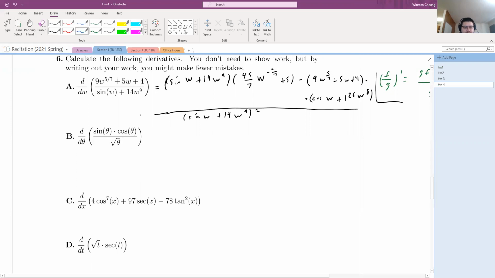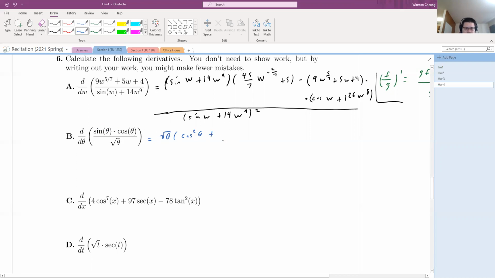If I use a different color, maybe it'll be easier to tell them apart though. So copy the denominator, derivative of the numerator. If I take the derivative of the sine first, we'll get a cosine times cosine. I'll just combine those together, say cosine squared. And then we got a plus, and then it'll be sine times negative sine.